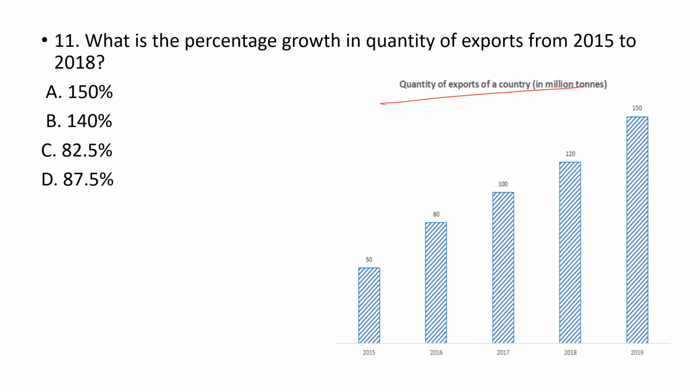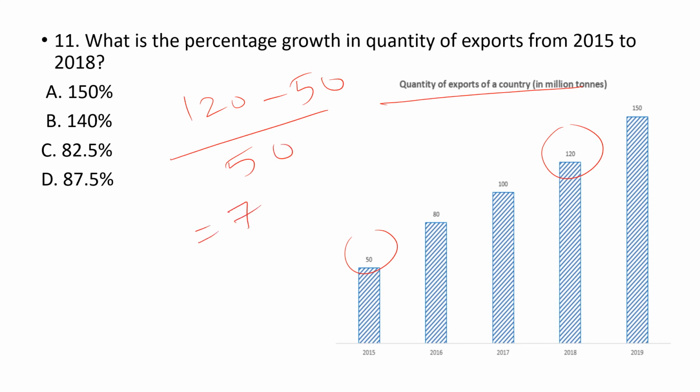So if we observe, 2015, 50, 2018, 120. You know the formula of the percentage increase. So percentage increase is equal to 120 minus 50 divided by 50, which is 70 by 50, into 100.